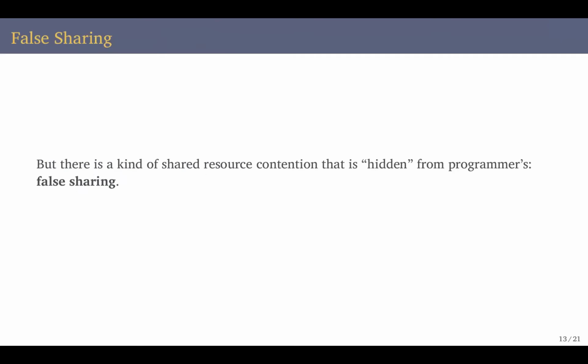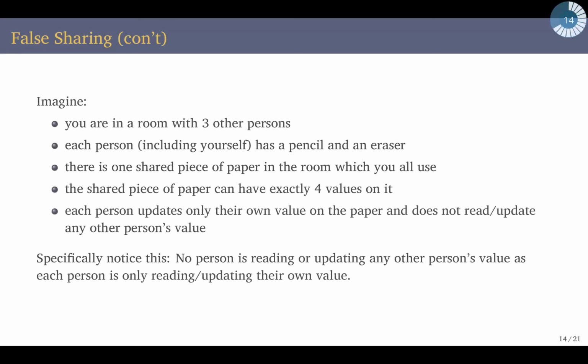Now, there's a kind of shared resource contention "hidden" from programmers. I put hidden in quotes here because once you know about it, it's no longer hidden in a sense. But I say hidden because you have to recognize it in your code. If you see it manifested at all in your code, you'll just notice your code's running slow. Okay? Things will otherwise appear to work fine. This is a specific kind of resource contention, and it's called false sharing.